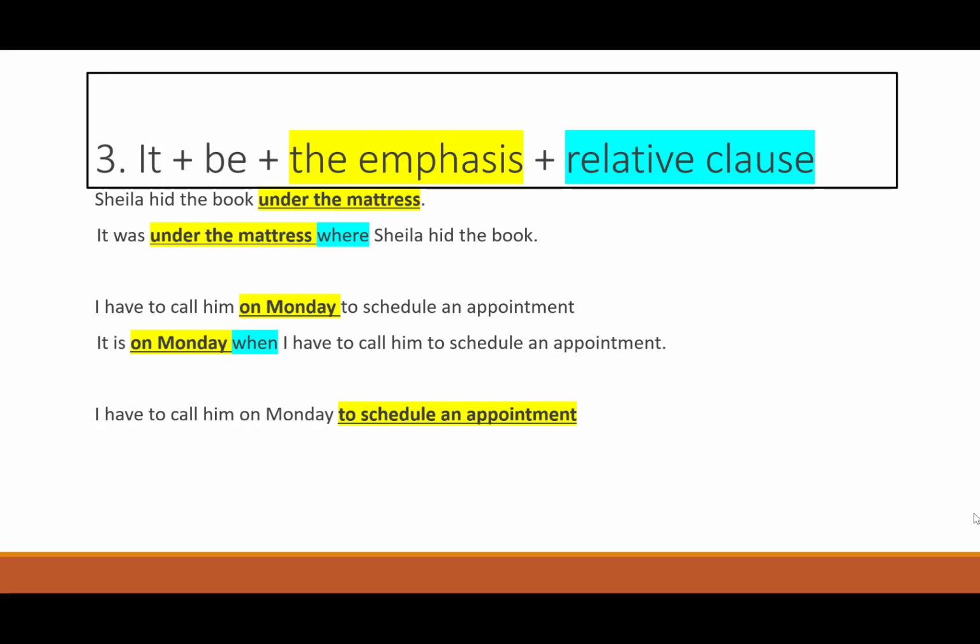Next, I have to call him on Monday to schedule an appointment. To schedule an appointment is the reason for this activity. As the subject, we have to use it, and then we use be as the verb, it is. Then we put the phrase we would like to emphasize here. It is to schedule an appointment. Then we have to use why as the relative pronoun. It is to schedule an appointment why I have to call him on Monday.